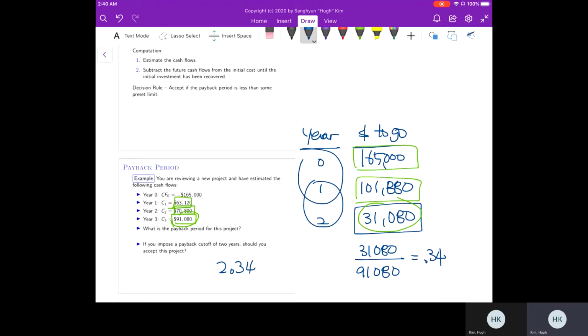So the payback period is 2.34 years. So if we impose a payback cutoff of 2 years, what should we do? Based on the payback period rule, we should reject the project because it takes longer than what we consider to be acceptable.